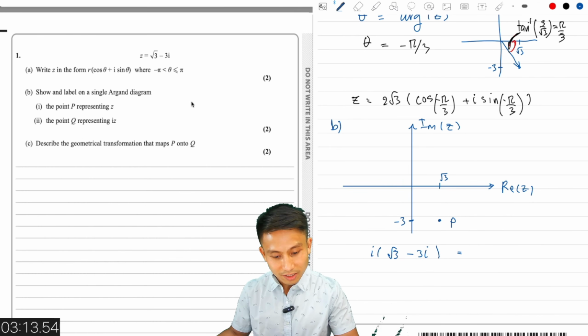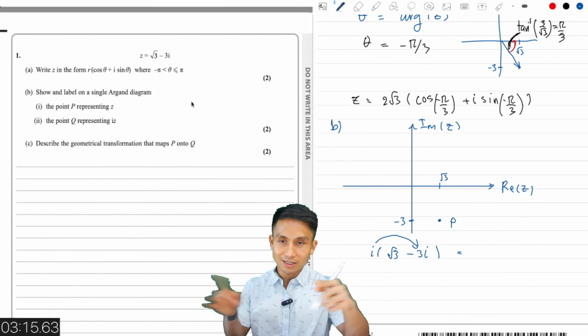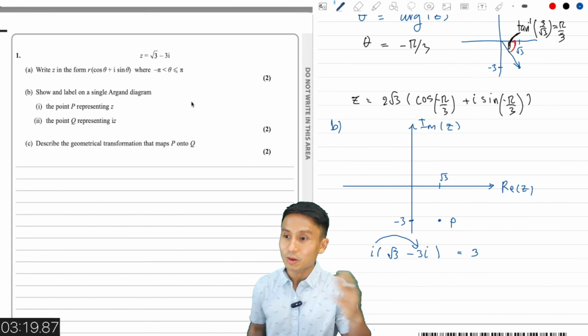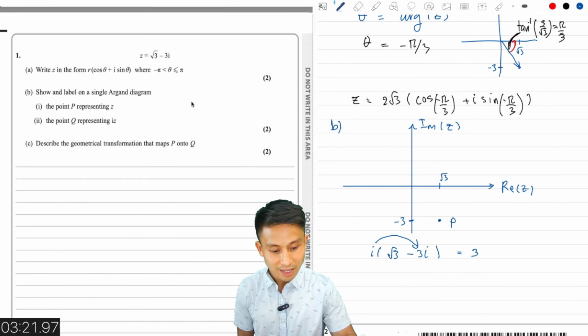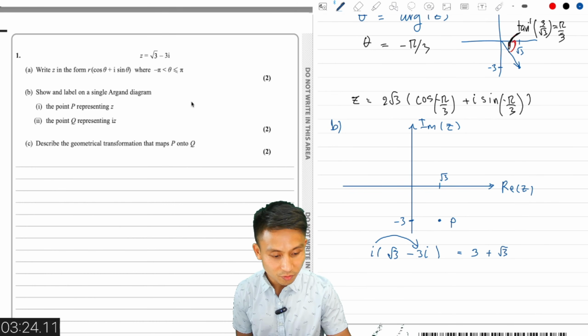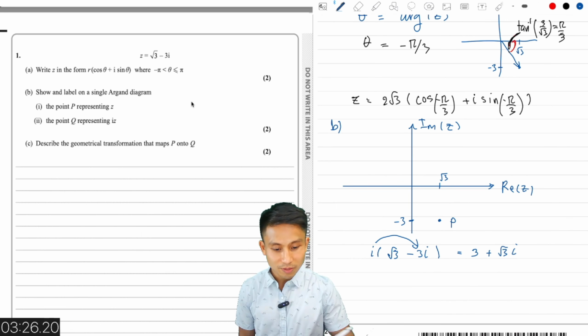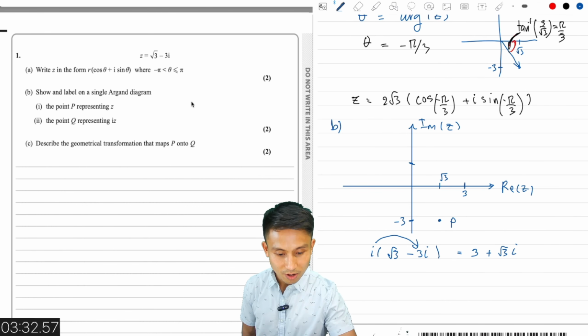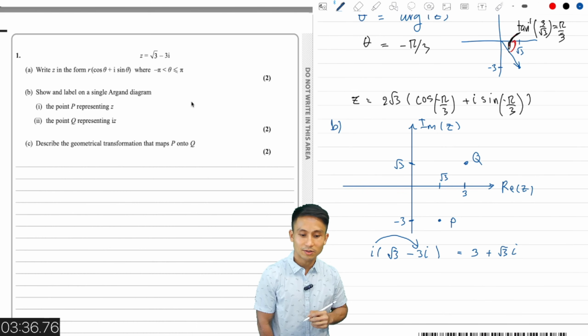So if you multiply this, i times i is minus 1, so minus 1 times minus 3 is 3, so the real part becomes 3 instead here, and the imaginary part becomes root 3 i. So that would basically be 3 around here maybe, and root 3 would be maybe around here, so that's the Q instead. Okay, so that's the point Q there.